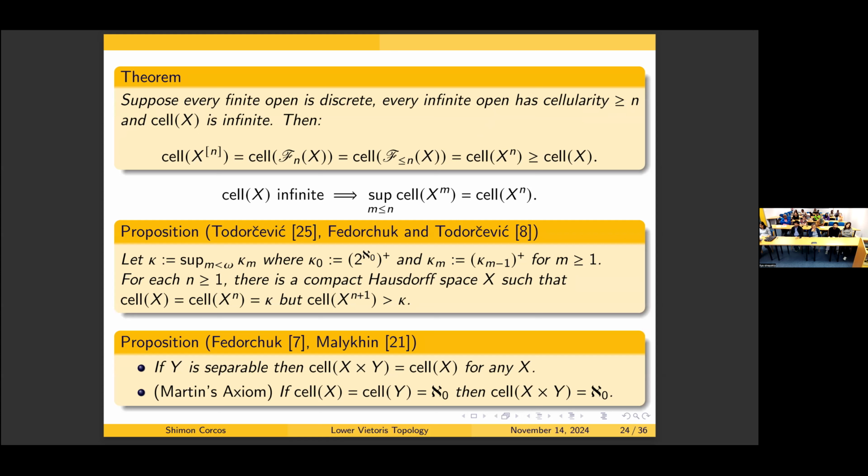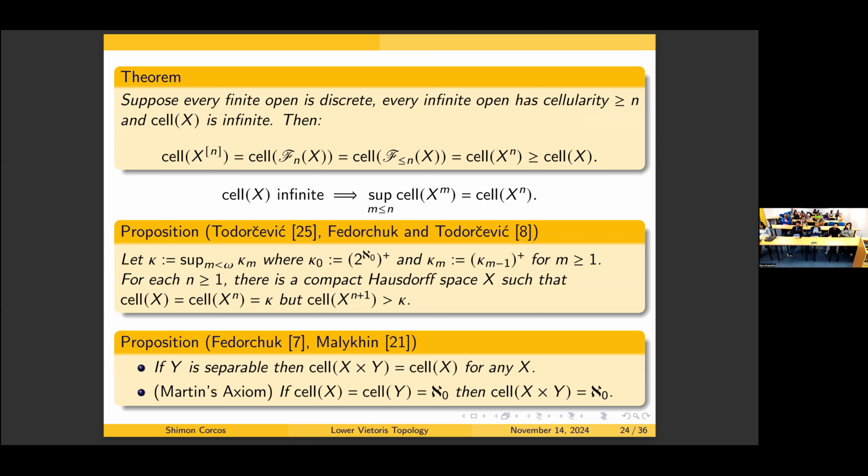Determining cellularity in products is not simple. But we can look in various textbooks on cardinal functions, like, say, Juhász's book on cardinal functions, to say that if the cellularity of X is infinite, then the cellularity of the nth power is the supremum of the cellularities of powers less than that. So we know from that that the cellularity of the nth power is greater than or equal to the cellularity of X.